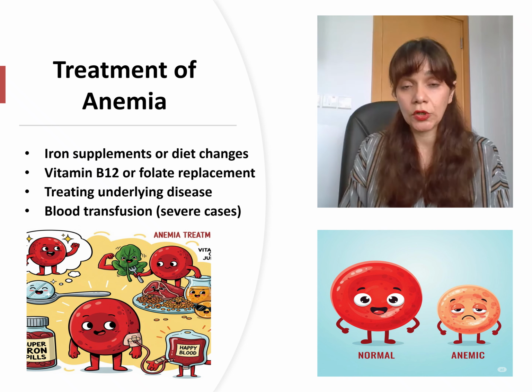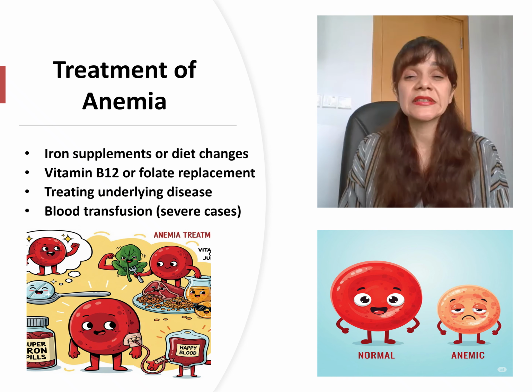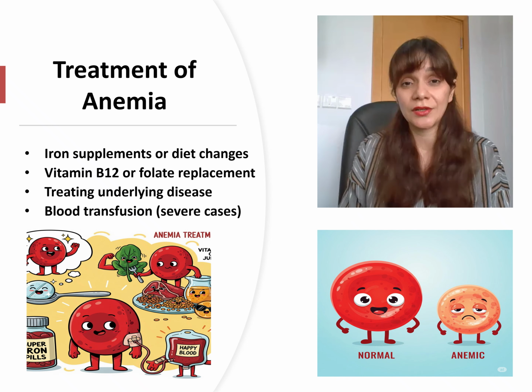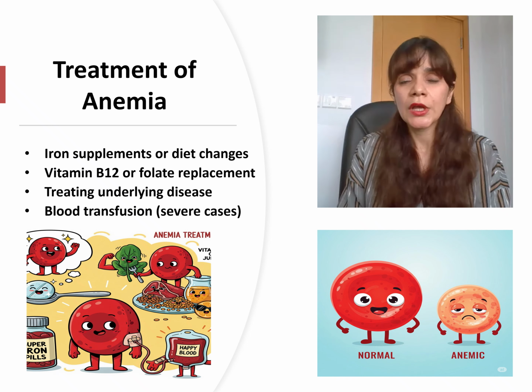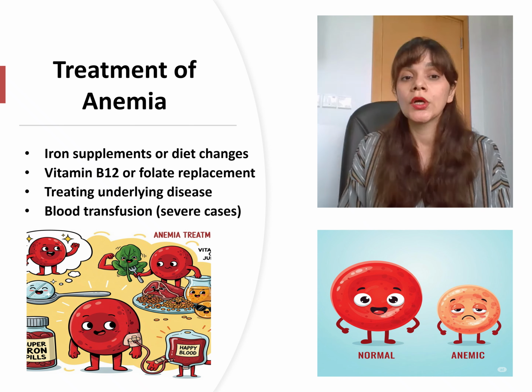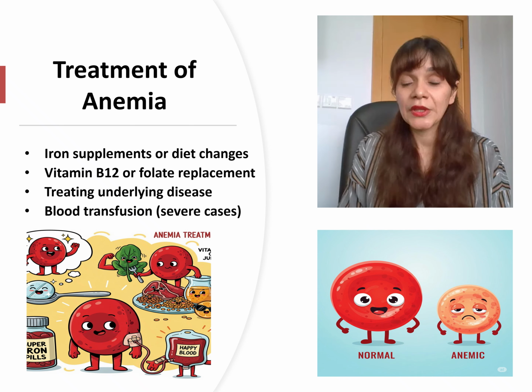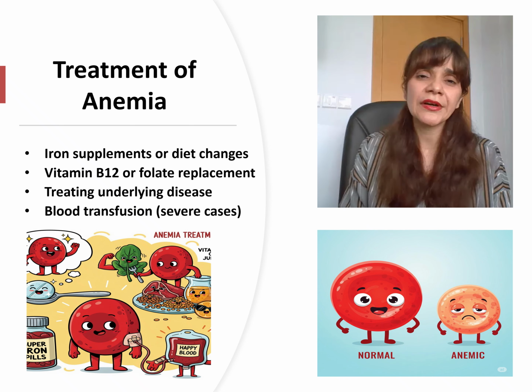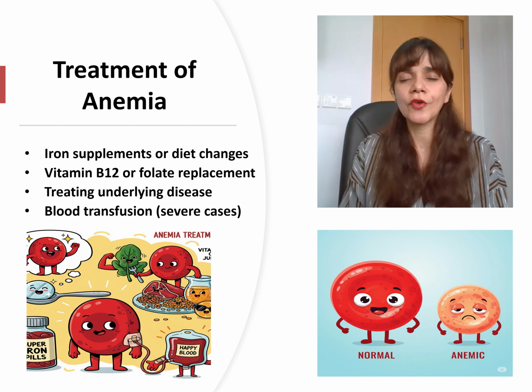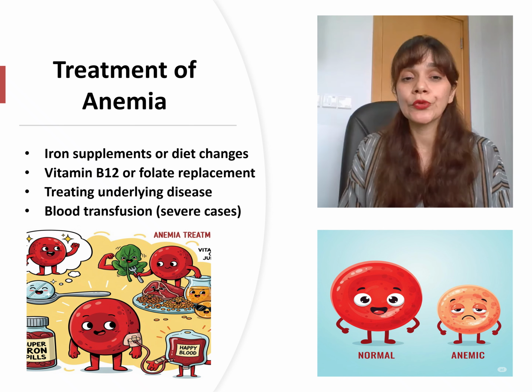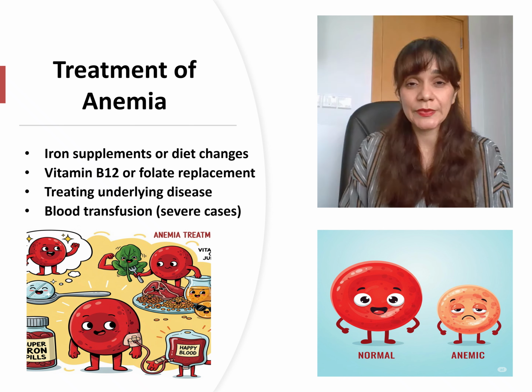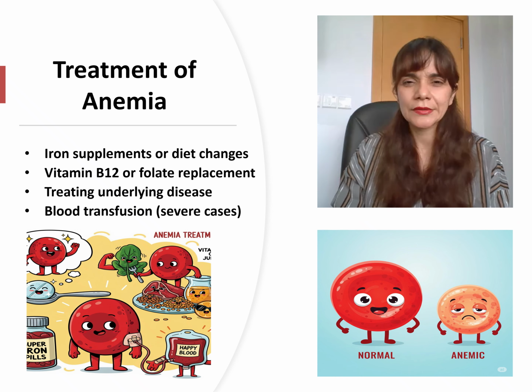In severe cases, for example, if you have acute blood loss, blood transfusion may be necessary. Or when we have a severe hemolytic anemia, like thalassemia major, maybe we need to do a blood transfusion. And also in certain very rare conditions, maybe we need some other treatments like bone marrow stem cell transplantation. This is very rare.